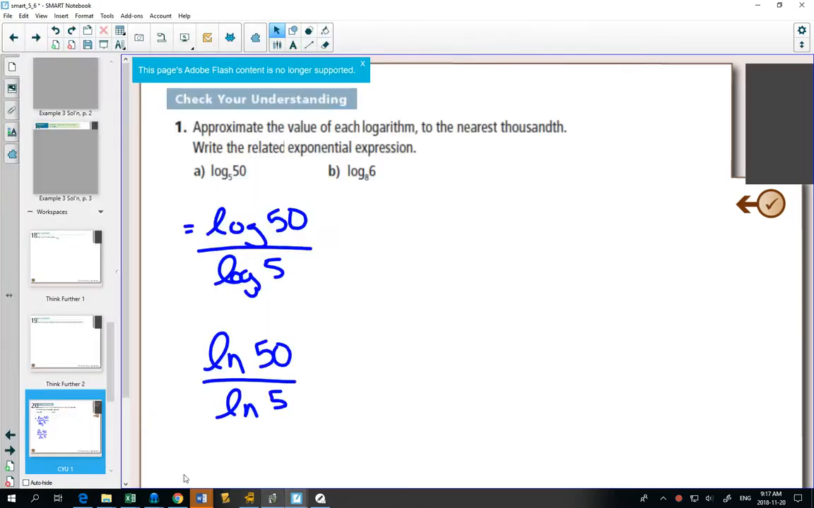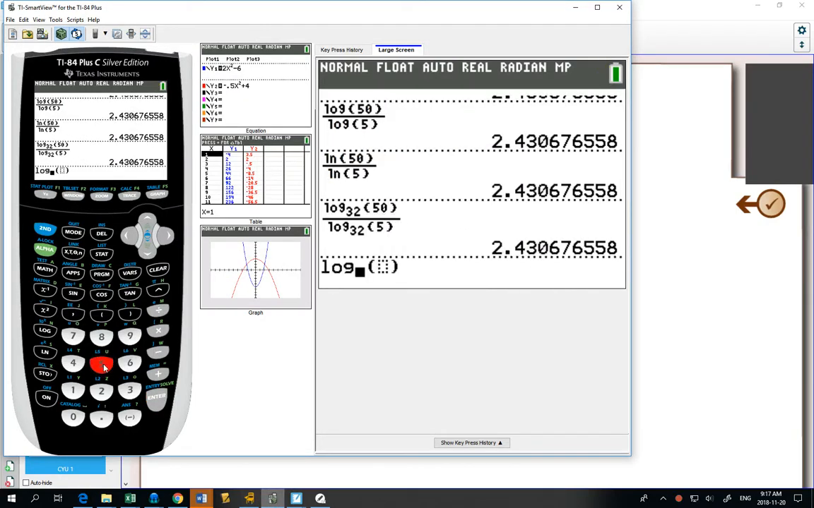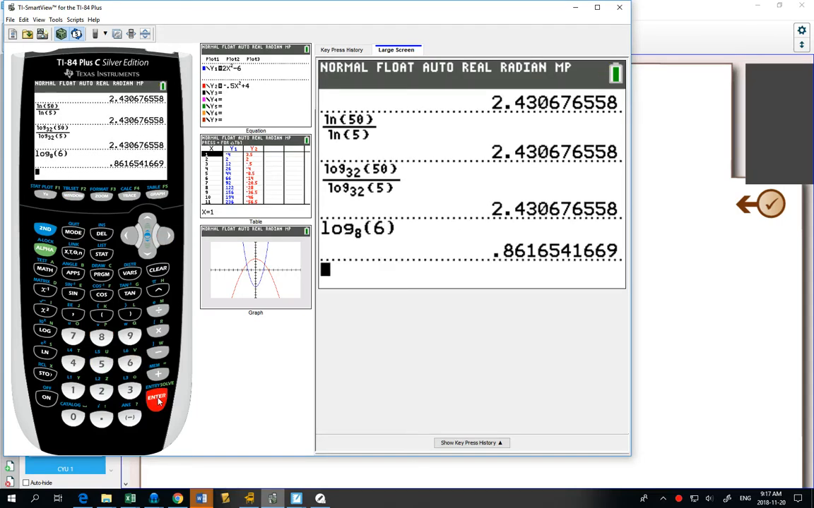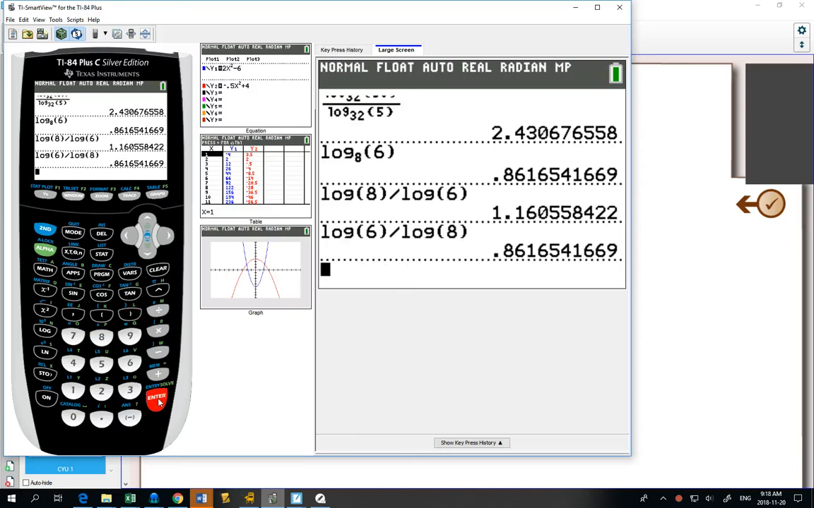So for example, second example, log 8 of 6. Again, you could just type that in directly if you have that ability. Log 8 of 6. But you could also do log 6 divided by log 8. There we go, to get the same answer. 0.861.